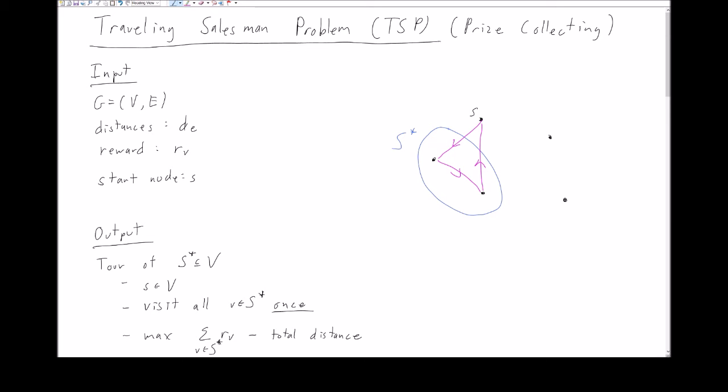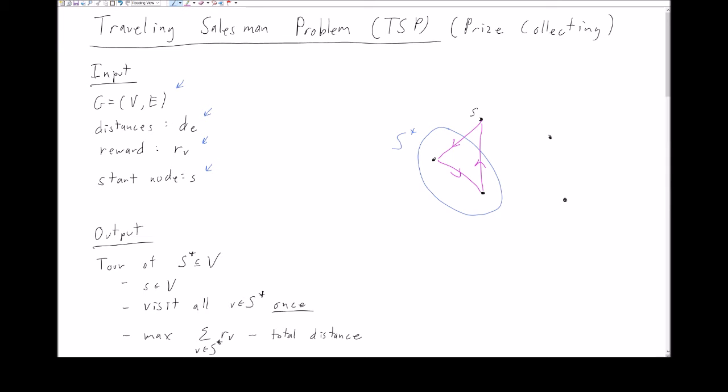In this version of the traveling salesman problem, we're given as input a graph, a distance on every edge, and a start node S. This is the same input as the traveling salesman problem. The difference now is that we're also going to be given a reward for every vertex. This reward is an amount that we're going to collect if our traveling salesman actually visits this node.